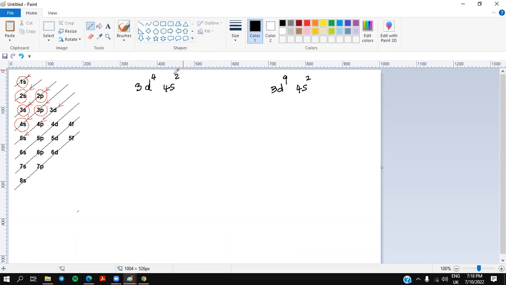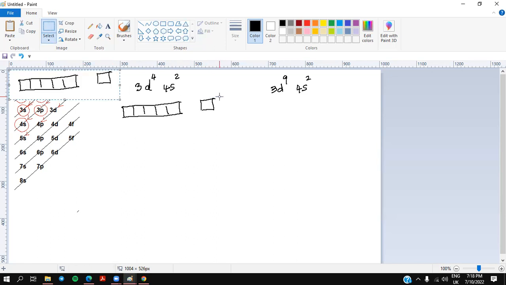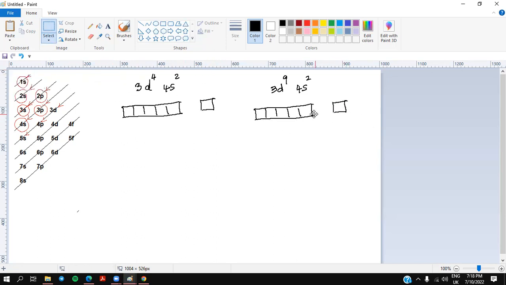The speciality is this. Try to recollect how many orbitals are there in the 3d subshell. 3d subshell, or sub energy level, has 1, 2, 3, 4, 5 orbitals. And outside we have 4s. I will take the same picture to the next one also.